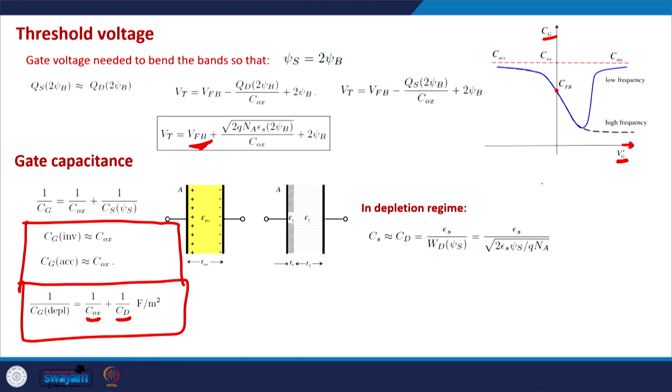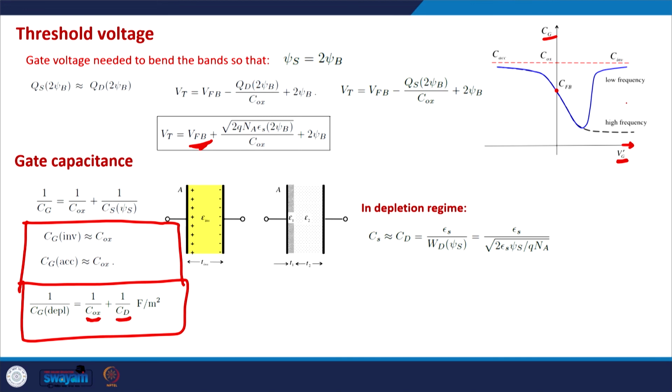At low frequency, when we apply an AC signal of low frequency, in the accumulation region nothing changes, because if the gate voltage is an AC signal and the semiconductor charge is the holes, the majority carriers, they can respond to any frequency of the gate voltage.